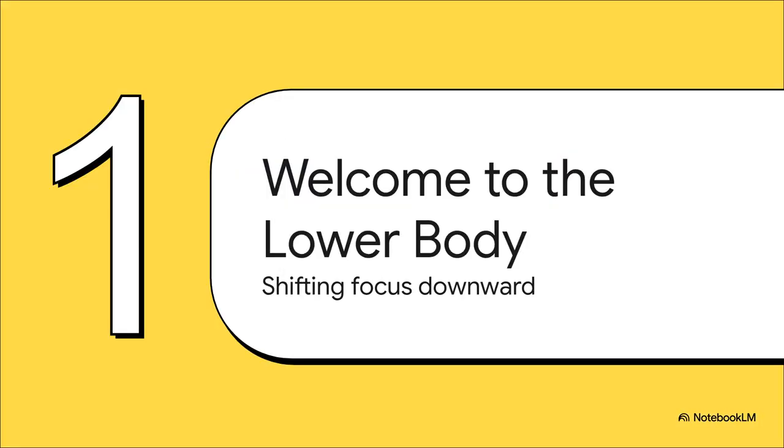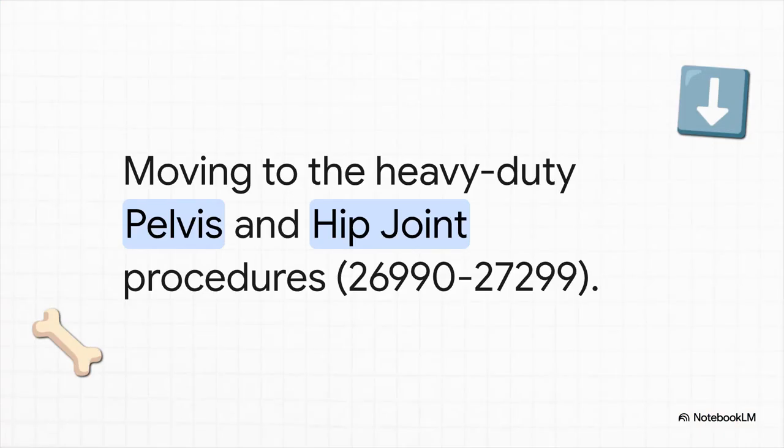Section 1. Welcome to the lower body. If you remember, Part 9 covered the highly intricate, delicate codes of the hand. Well, today we're shifting our focus completely downward to tackle the massive structural foundations of the lower body. We're looking at codes 26990 through 27299. Down here, the bones are thicker, the muscles are way denser, and the surgical procedures, they are seriously heavy-duty.